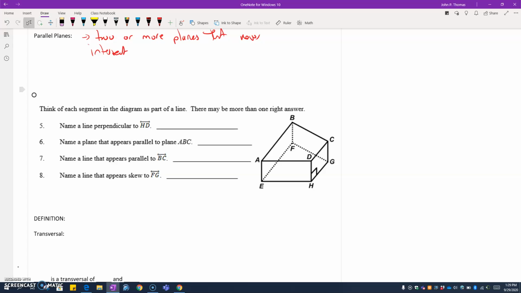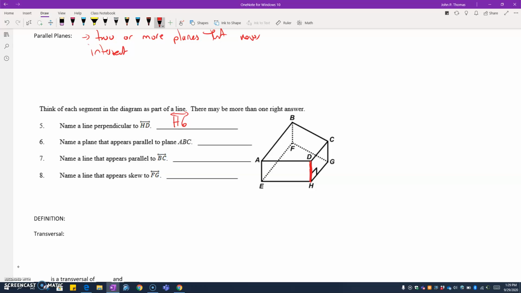Okay, so looking at number 5, it's name a line perpendicular to HD. So HD, we have the line here. So perpendicular, we would have HG. You could likely also argue that HE would be perpendicular as well, but the one that's clearly marked for us is HG.